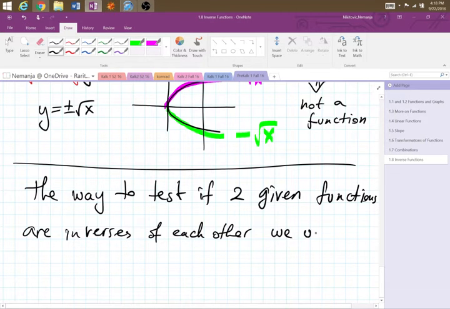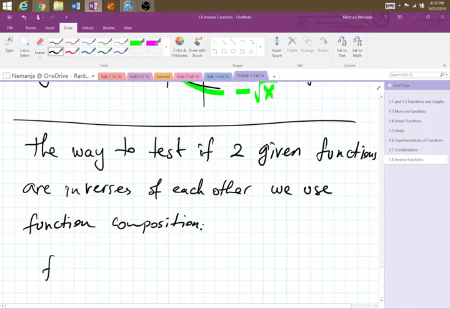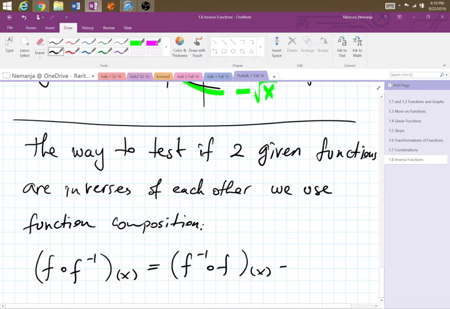we use function composition. And we use it in this way. If you compose f with the inverse, you will get the same as if you composed the inverse with f. So yeah, it's commutative. And the answer at the end is just going to be x. So if these conditions hold, that means that the two functions that are given to you are inverses of each other.